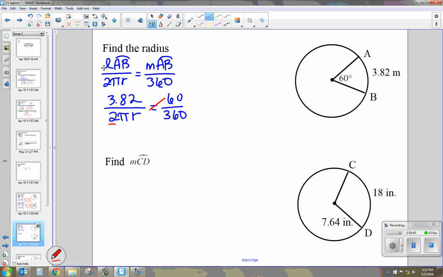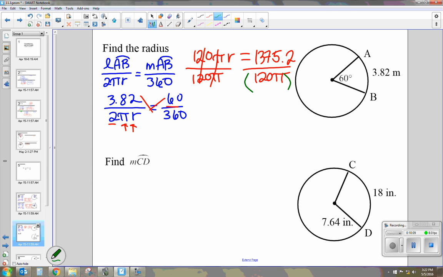When we cross multiply, 60 times 2 is 120. Don't forget your pi and your r at the end. Equals 3.82 times 360, which is 1,375.2. To solve for r, we can divide by 120 pi, but do not forget when we're dividing, we have to have parentheses around that denominator. So I'm going to plug that into my calculator. 1,375.2 divided by parentheses 120 pi, close parentheses, and I get a radius of about 3.6 meters. Don't forget your units as well.